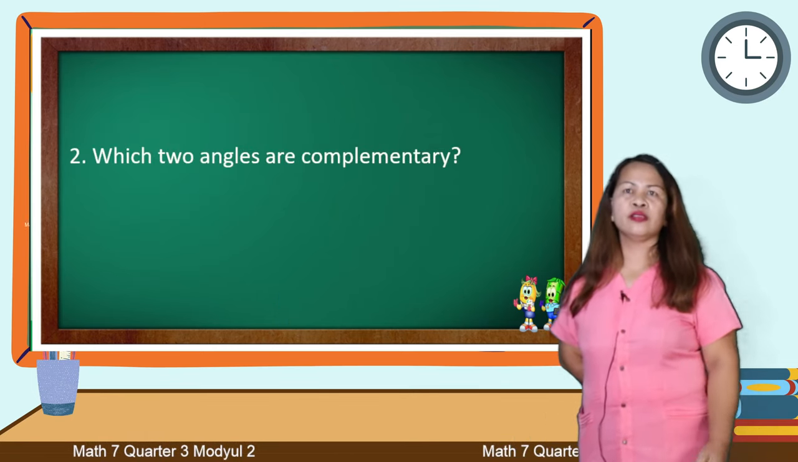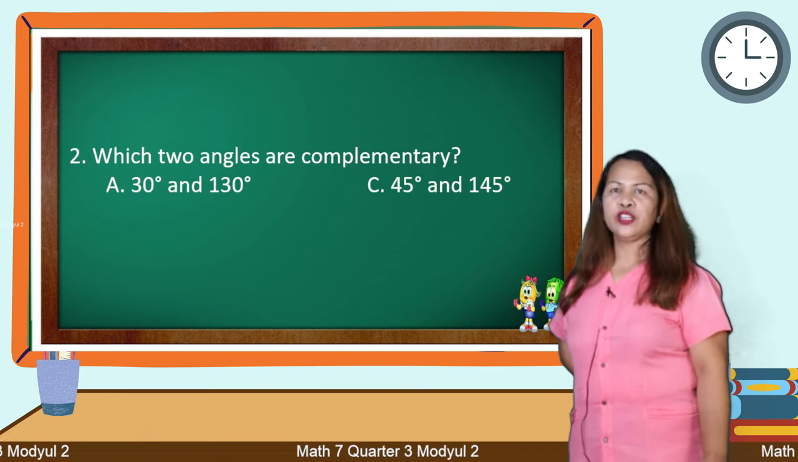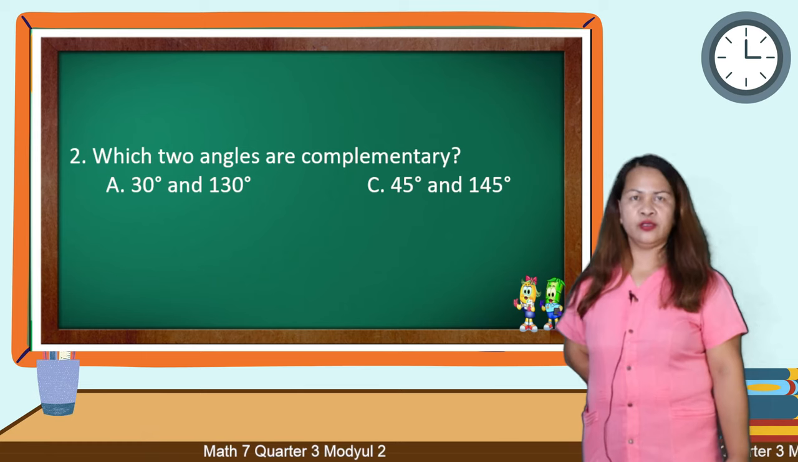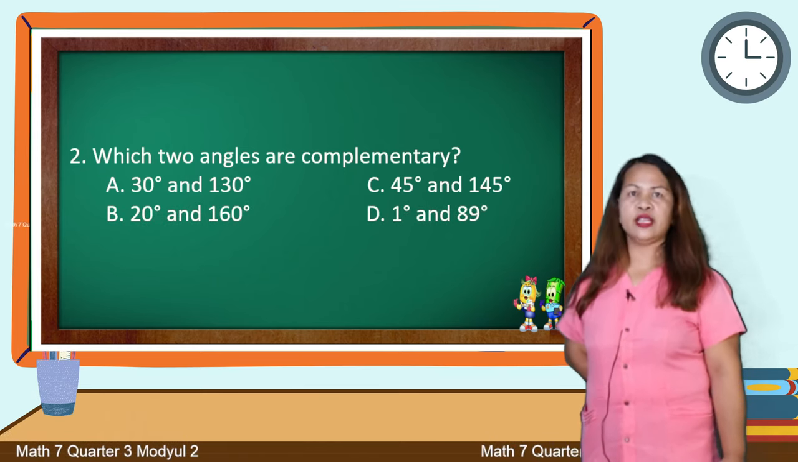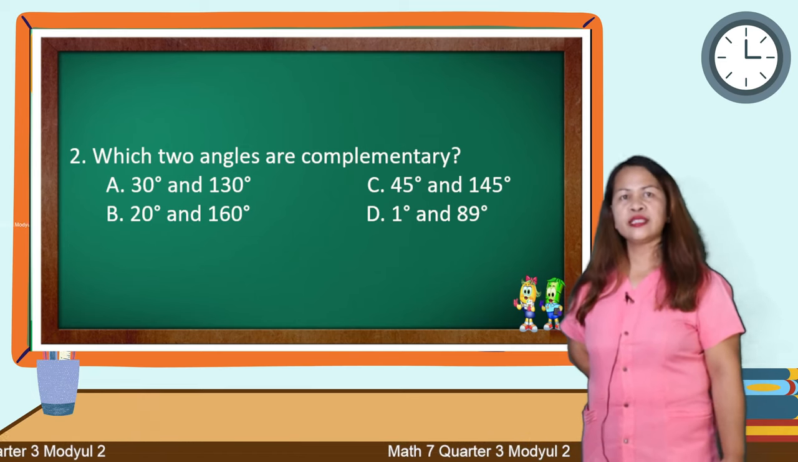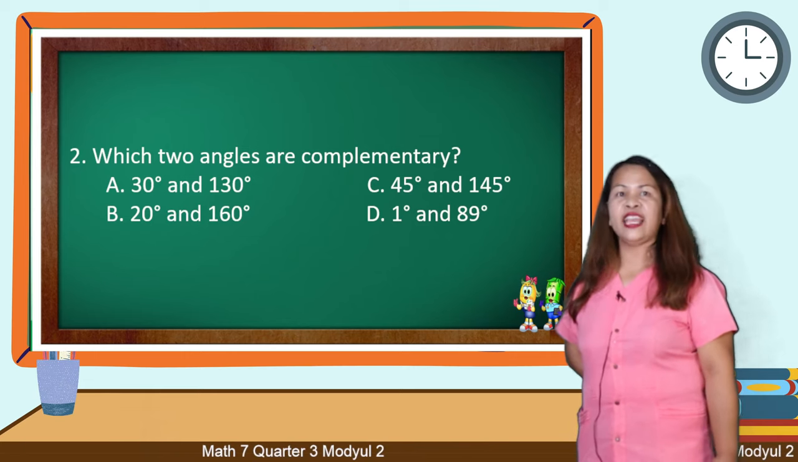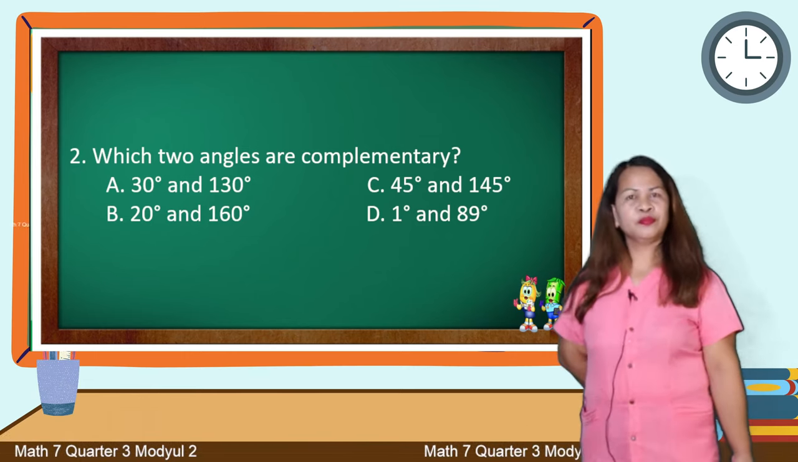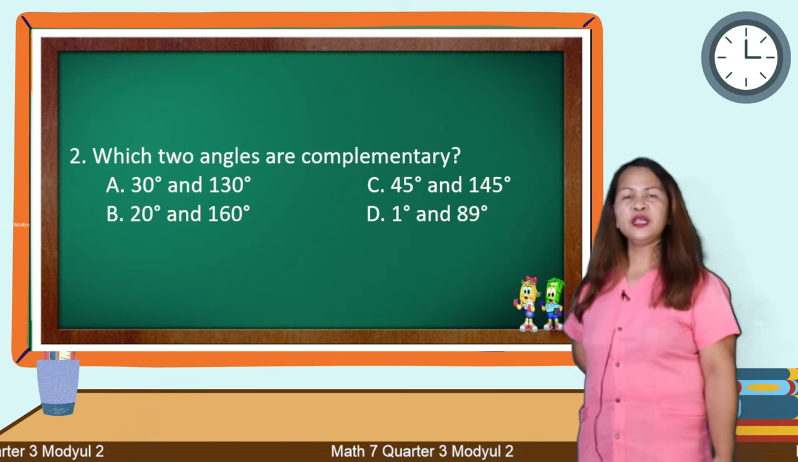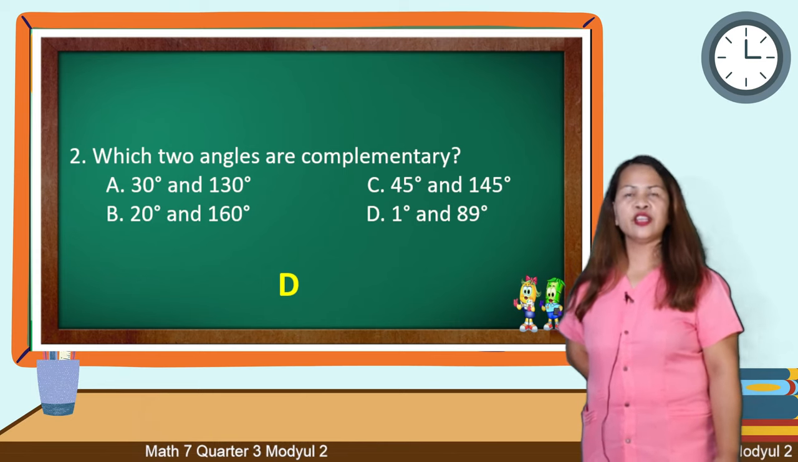Second question. Which two angles are complementary? A, 30 degrees and 130 degrees. B, 20 degrees and 160 degrees. C, 45 degrees and 145 degrees. Or letter D, 1 degree and 89 degrees. Answer please. Yes, correct answer is letter B.